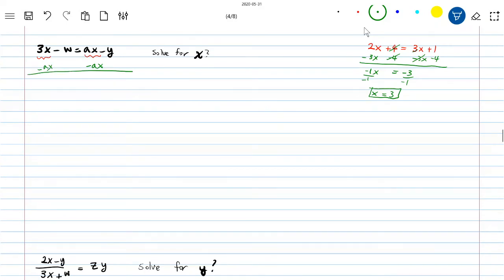Let's do that to see what happens. These two will cancel out. Now I have 3x minus ax, and there is still minus w, and on the right side there is negative y left. These two have cancelled. Again, you try to isolate x, so I'm going to get rid of that w. I'm going to add w to both sides. These two will cancel out. We get 3x minus ax equals w minus y. Negative y plus w, or w minus y, doesn't really matter.